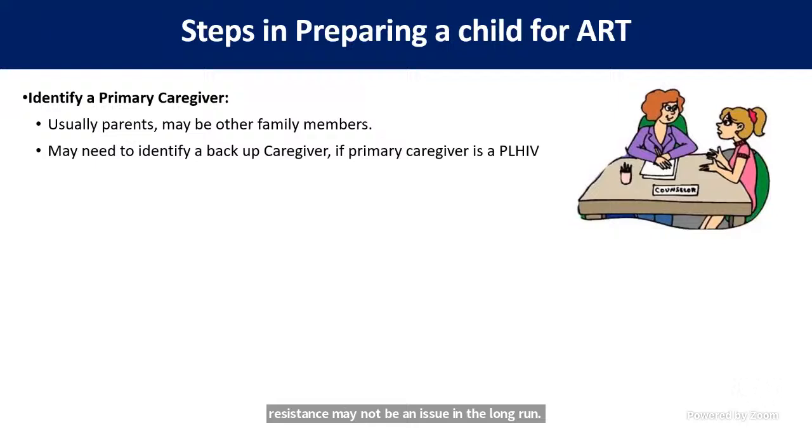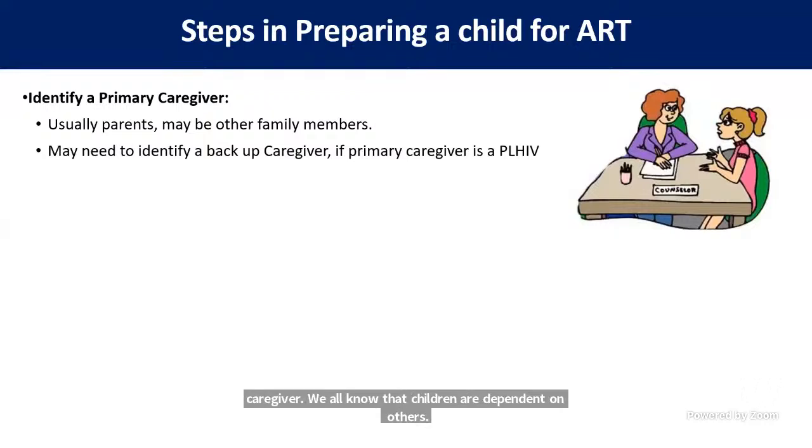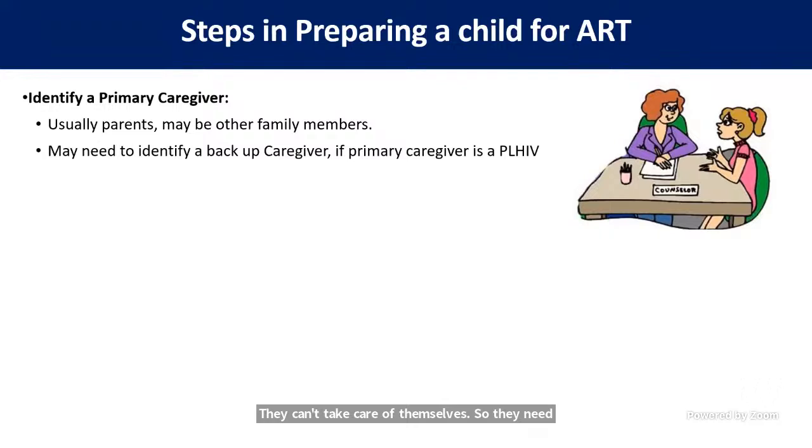Now, what are the steps in preparing a child for initiating antiretroviral therapy? The first and foremost is identifying a primary caregiver. We all know that children are dependent on others. They can't take care of themselves, so they need somebody else to take care of them. Our job is to identify who is taking the responsibility of taking care of this child. Usually it will be the parents. If the parents are not available, or the child is adopted, or whatever it may be, then maybe other family members.